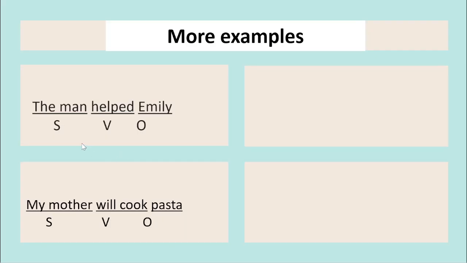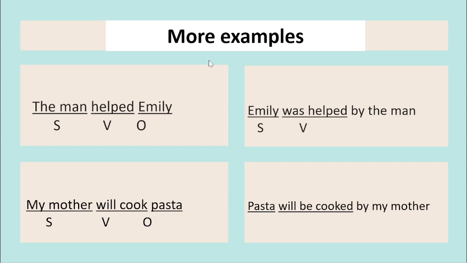The man helped Emily. My mother will cook pasta. So here we have subject, verb, and object. Subject, verb, and object. So these two are active sentences. And now let's change these two sentences into passive sentences. Emily was helped by the man. Okay, can you see Emily becomes the subject and was helped becomes the verb. Okay, next. Pasta will be cooked by my mother. Pasta is the subject and will be cooked is the verb.